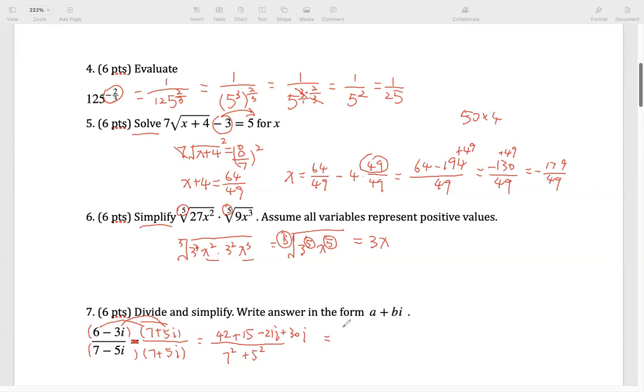So 42 plus 15, that's 57. Over now 7 squared is 49, 5 squared is 25, so that becomes 74. Then 30i minus 21i, that becomes 9i divided by 74.